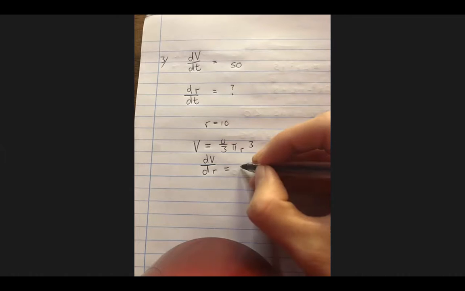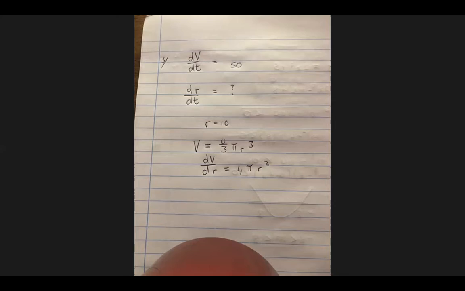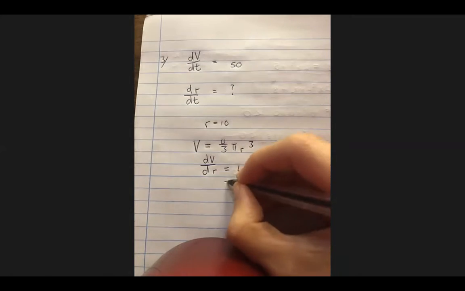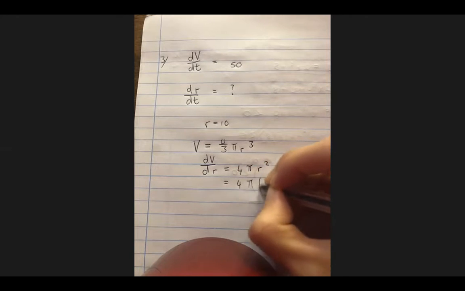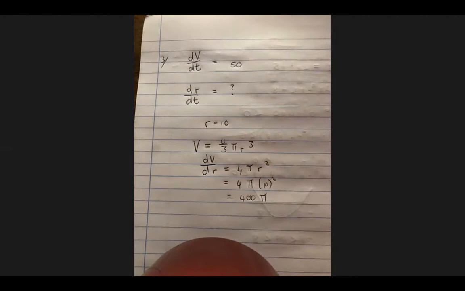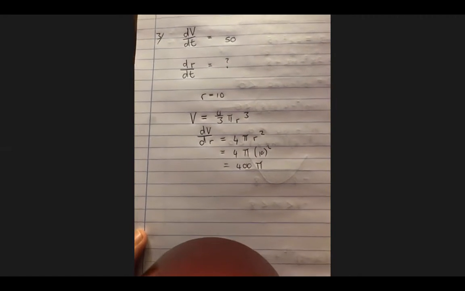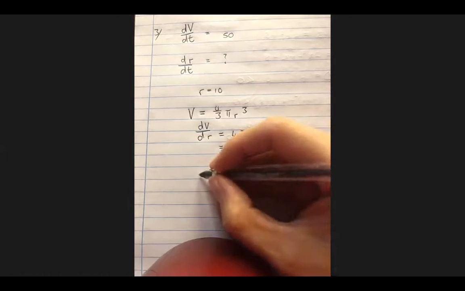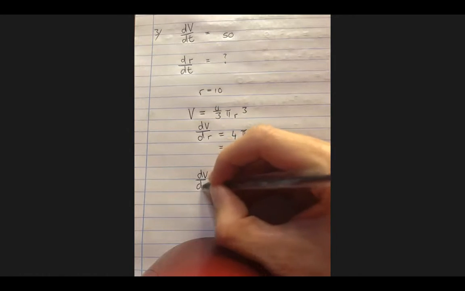Deriving is times the power to the front, so that's just 4 pi, and then subtract 1 from the power. Also, we do have 10, okay? We've got 10 as r, so I'm just going to sub it in there, 4 pi 10 squared. So this is 400 pi is dV/dr. Okay, so whenever you have so many variables and you're going to try and solve them, let's use the chain rule. Now, the chain rule is on page 2 of your formula sheet. I know it says dy/dx on your formula sheet, but I would prefer the left-hand side to be dV/dr.